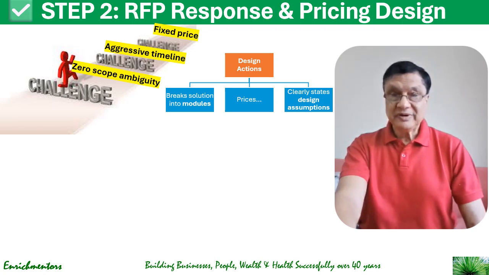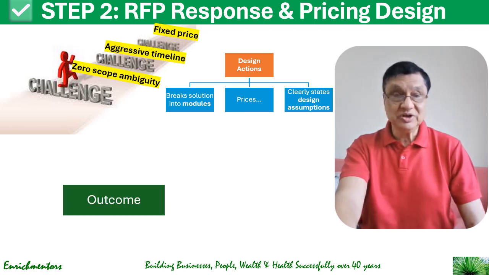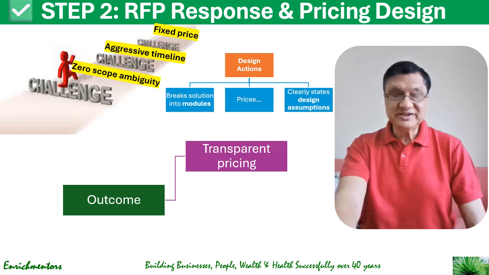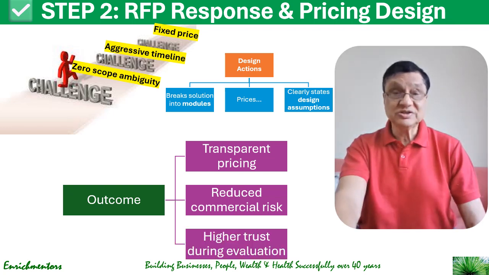In terms of pricing design, she used the principle that pricing reflects confidence in design clarity. And what were the outcomes? There was transparent pricing. The client was able to see why they were charging what they were quoting. There was reduced commercial risk because the scope was defined clearly, and there was high trust during evaluation because of the clarity of the scope and pricing and the build-up that went into the pricing. So that's what she did in the RFP response and pricing design.